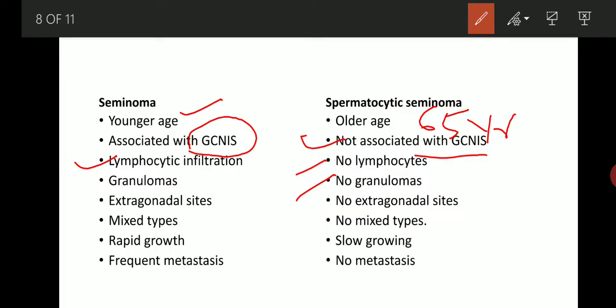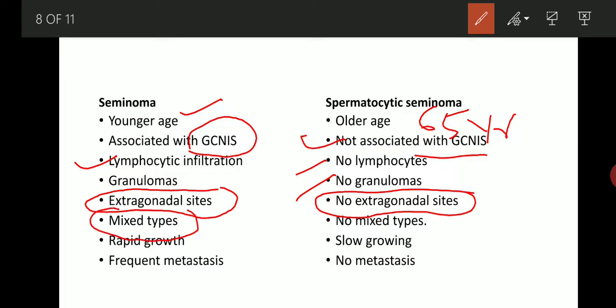Seminoma can occur outside the testes. Those are known as extragonadal seminomas. We'll discuss that later on. But spermatocytic seminoma never occurs outside the testes. It's always confined to the testes. Seminoma can occur as pure form, can occur as mixed types. Mixed means mixed with other germ cell tumors like choriocarcinoma, teratoma. Then they are known as mixed germ cell tumors. But spermatocytic seminoma always occurs as a pure tumor. It is never seen as a part of mixed tumor.